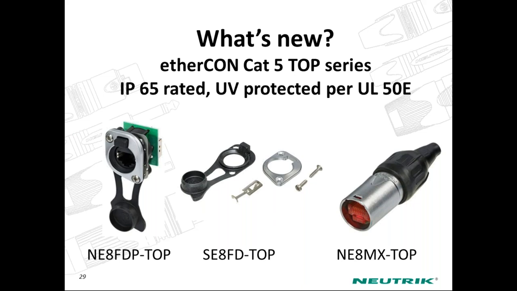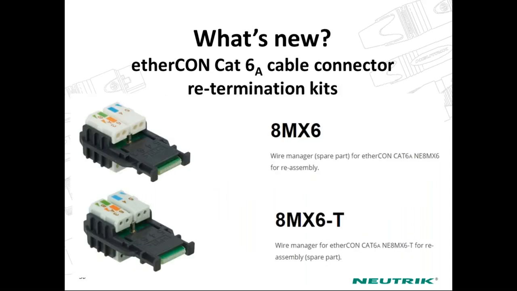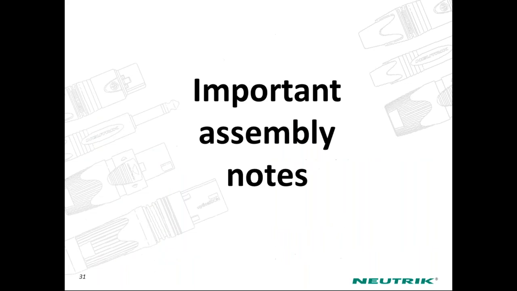The next thing, which I wish people knew more about, is these etherCON Cat6A cable connector retermination kits. So if for some reason you want to reuse that cable connector, you can purchase just this component and stick it into your cable carrier. So nice option, good to know about, and we don't sell enough of them, I think, because people don't know about them. People are still buying full connectors when they could purchase these retermination kits and save some money. So hopefully that will help you to know. All right, let's move on and look at assembly.